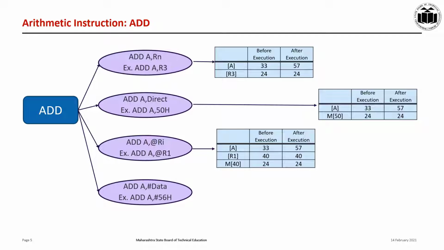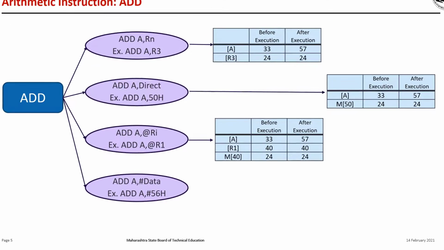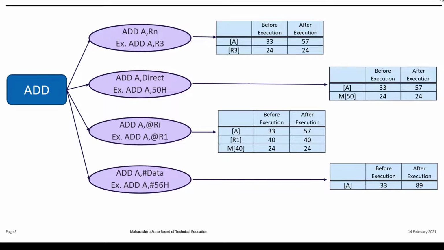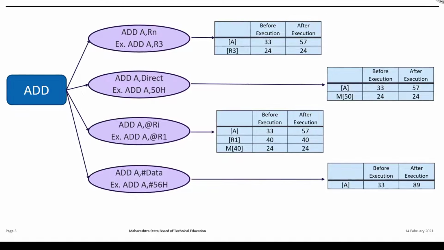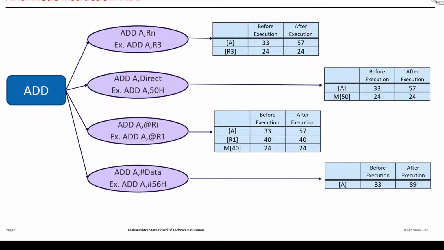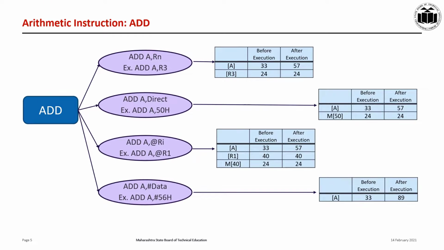ADD A, #data. In this instruction, add immediate 8-bit data given in the instruction to accumulator and store the result in accumulator. Example, ADD A, #56. If accumulator contains 33H and immediate data given is 56H, then 33 will be added to 56 and result 89 will be stored in accumulator.